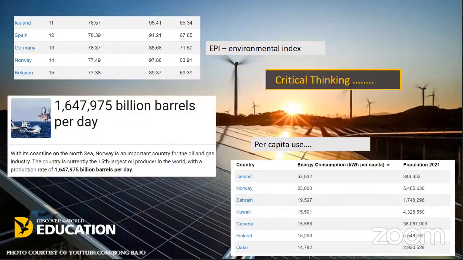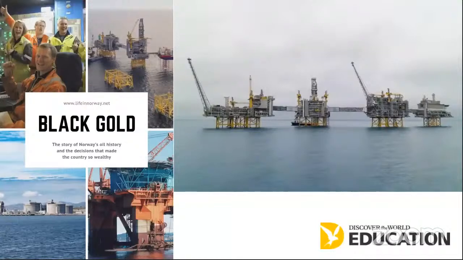And then we turn to the production of oil. They are the 15th largest oil producer in the world. They actually call it black gold because it has really made the country incredibly wealthy. Norway owes much of its prosperity to oil and gas exports. It was worth more than $60 billion in 2019, and more than 250,000 people of their population are employed within that sector.